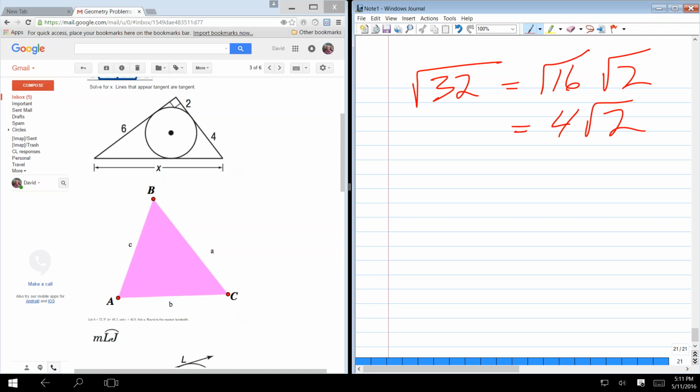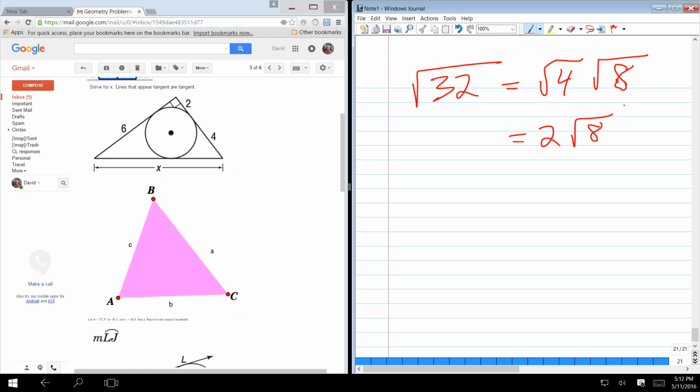Correct. Now, let's say that you didn't see or know that 16 was a factor. Well, mainly what I'm looking for is to have a factor that's a perfect square number. Well, 4 is a perfect square number. So it's also 2 root 8. But then root 8 is not simplified. Root 8 is root 4 times root 2.